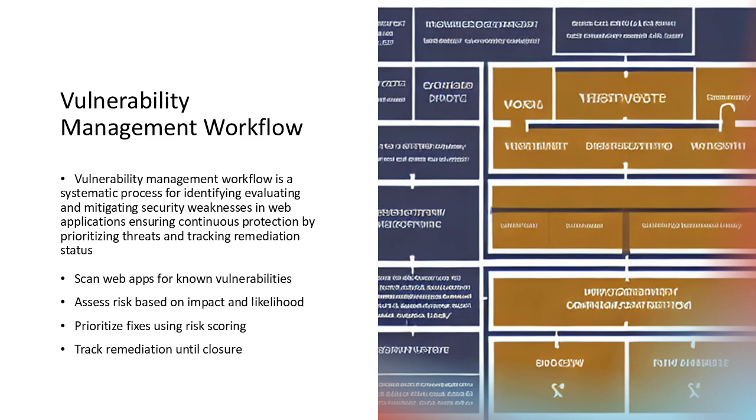Based on the risk assessment, they prioritize which security weaknesses to fix first, like closing open windows or installing new locks. 4. Track remediation. They track the progress of fixing each identified threat until it's fully resolved, like monitoring the installation of new cameras. By following this workflow, the coffee shop ensures continuous protection for their customers and employees by prioritizing threats and tracking remediation status.